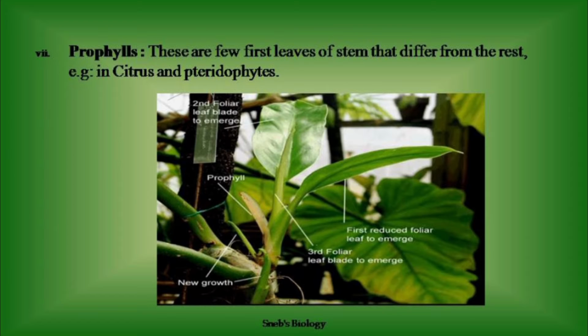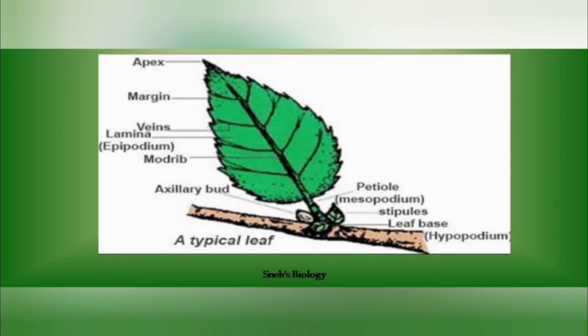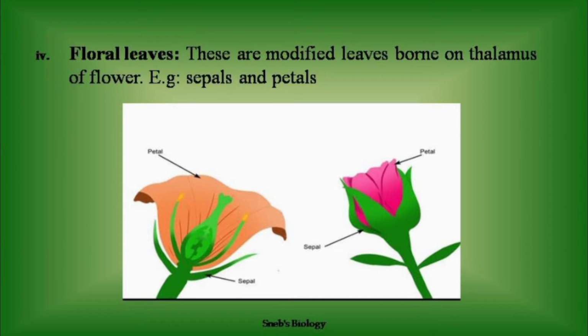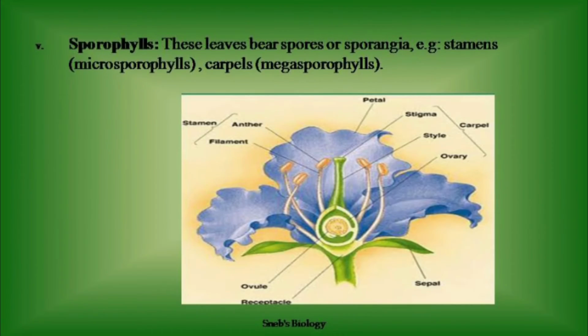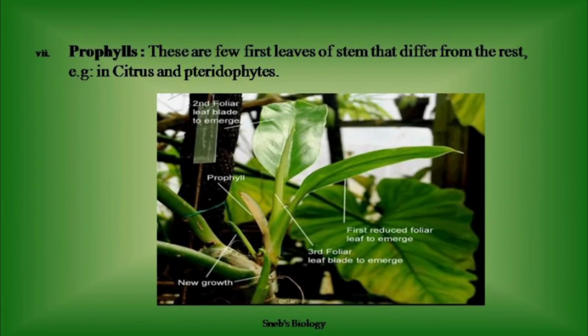So whenever we are talking about just the word leaf, we are talking of the foliar leaf, the green leaf which performs photosynthesis. But there are so many other modifications which perform other special functions.